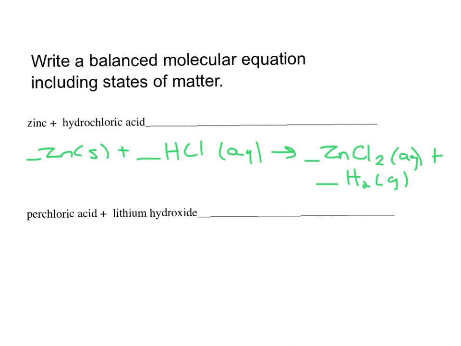So now we need to balance it and finish the word equation. So we're going to have to put a 2 in front of our HCl to balance out our chlorines, and that balanced that guy out. And so now we need to finish the word equation with zinc chloride and hydrogen.